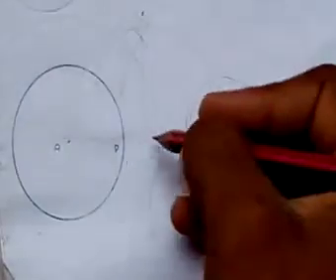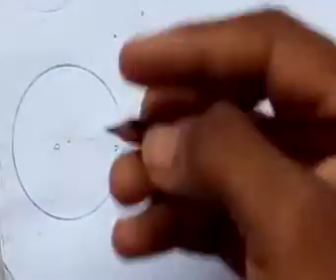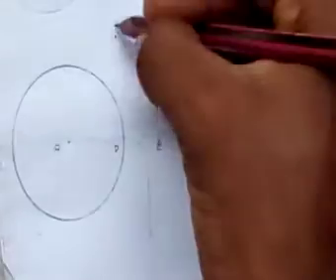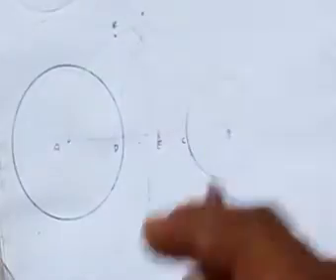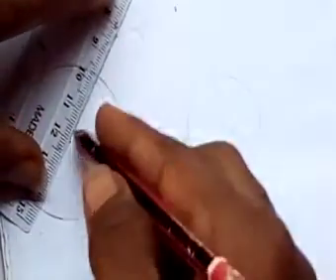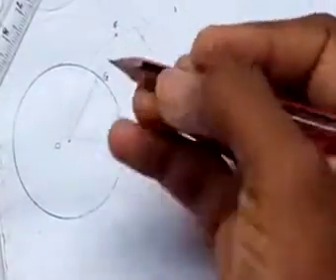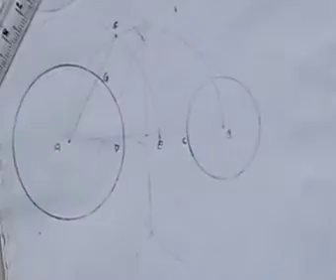Now what we need is the point where the semicircle touches the previous arc. This is the point of intersection, F. Now the next step is to draw a line AF. That line AF will touch the big circle at G. Let's call it G.